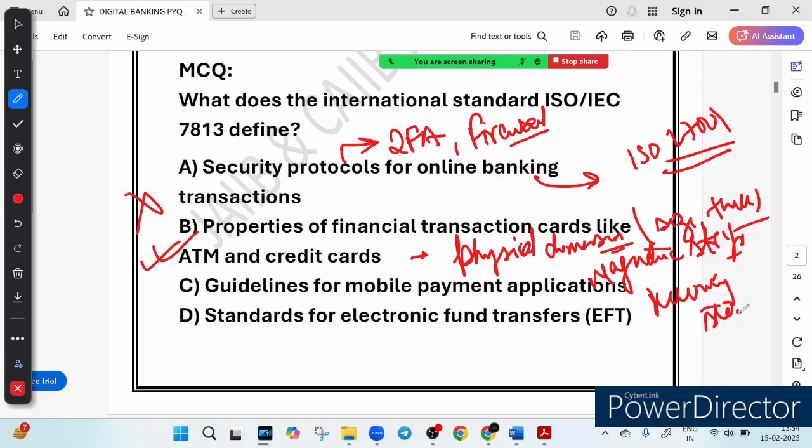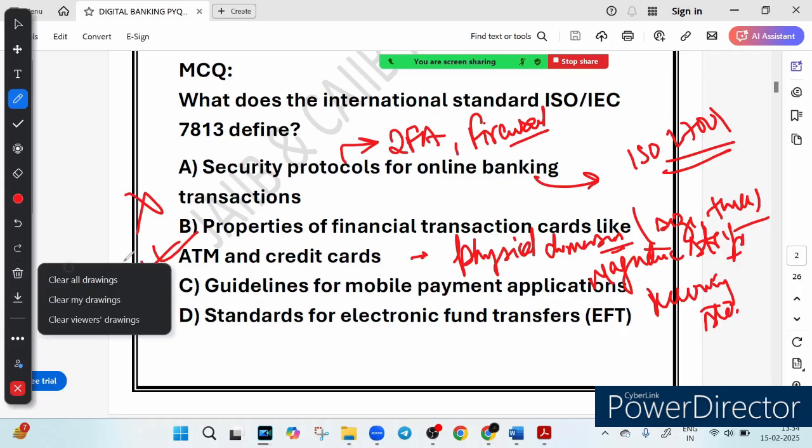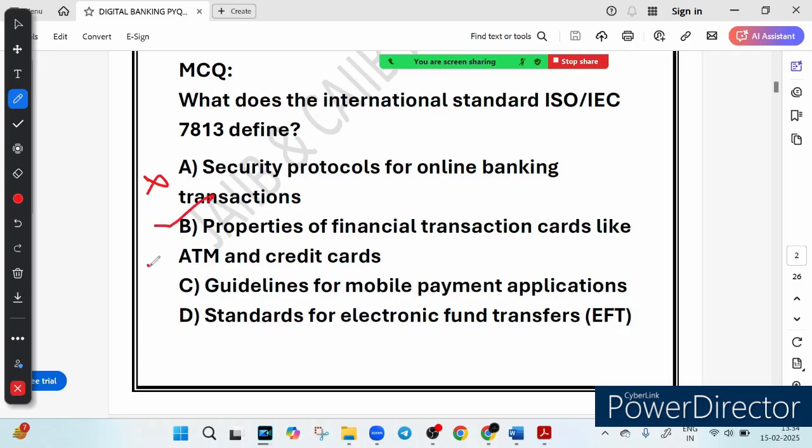Option C says guideline for mobile banking or mobile payment applications. This is also incorrect, because mobile payment apps like Google Pay, Apple Pay and UPI apps have their own security and compatibility guidelines, but they are not covered by ISO IEC 7813. And option D says a standard for EFT, that is electronic fund transfer. This is incorrect, because EFT involves moving money between accounts electronically, like NEFT, like RTGS, like SWIFT.